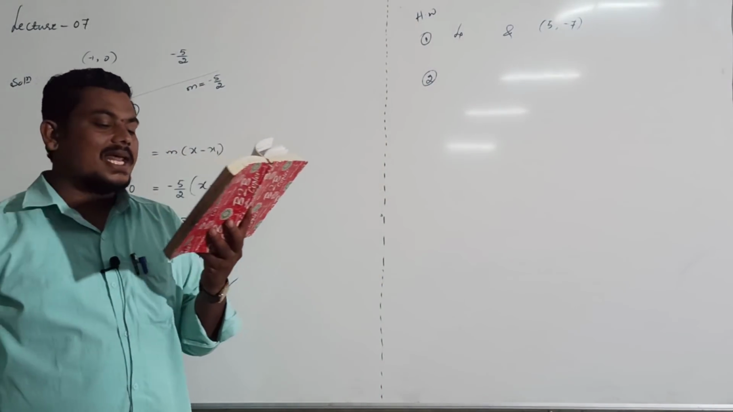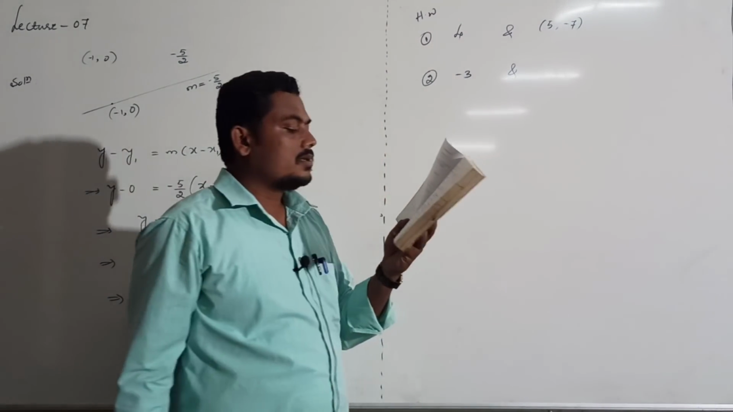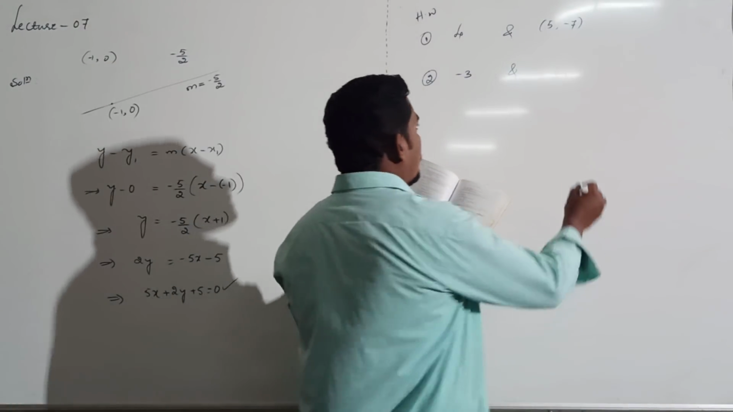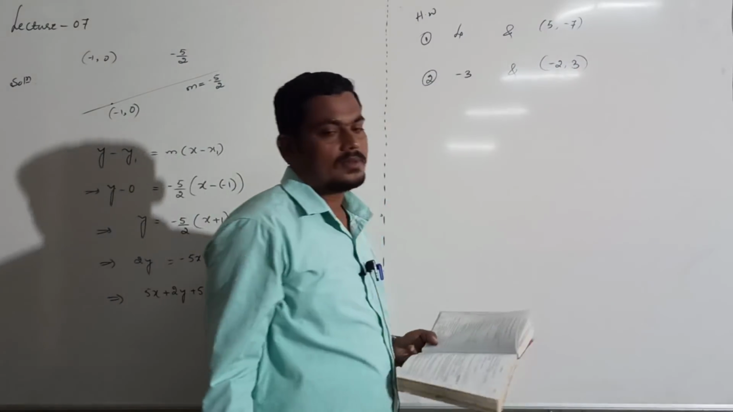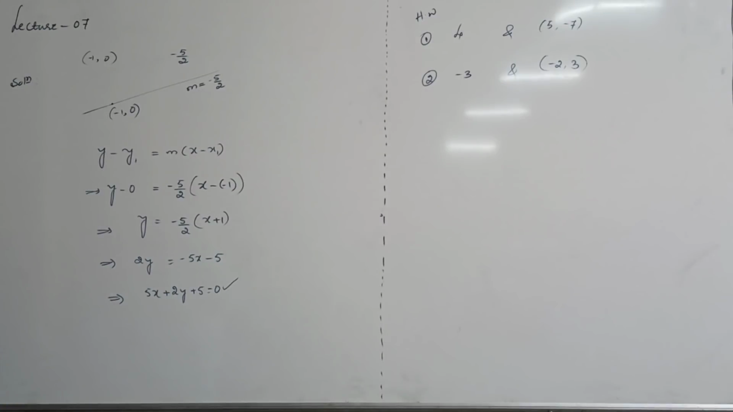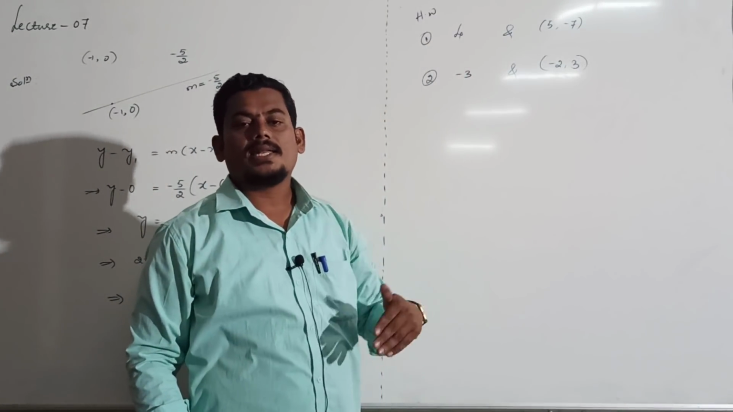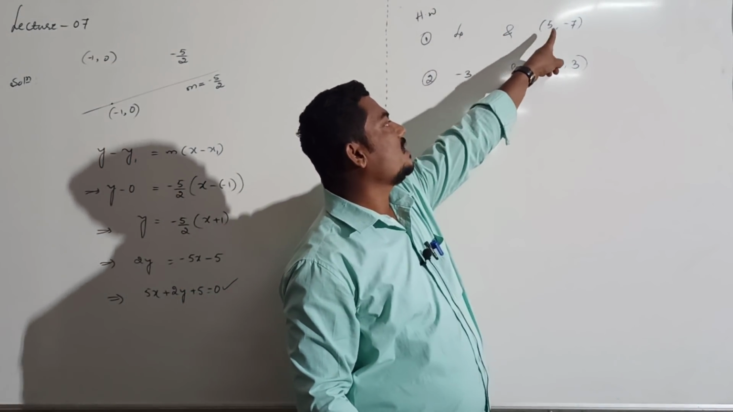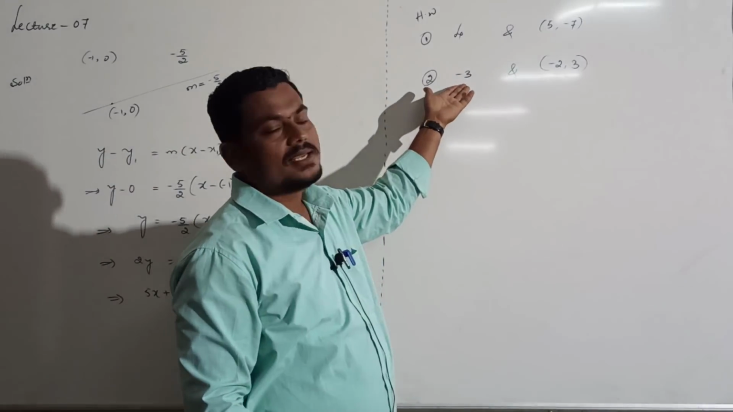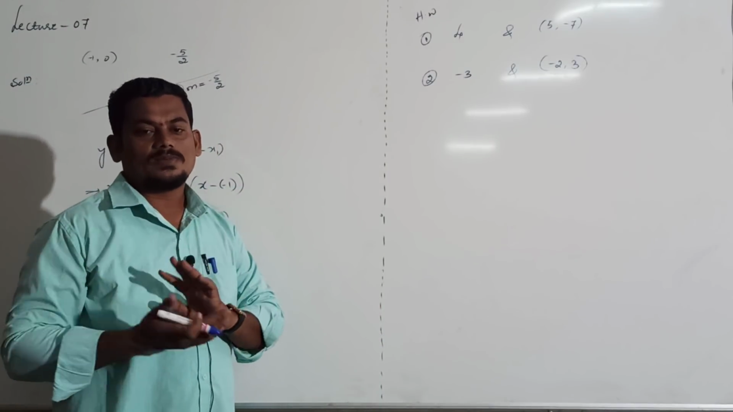Find the equation of a line whose slope is -3 and which passes through the point (-2, 3), right? Slope and point form. First one, find the equation of a line whose slope is 4 and which passes through the point (4, -7), and similarly slope -3 and passing through this point. Exactly same as previous problems, right?